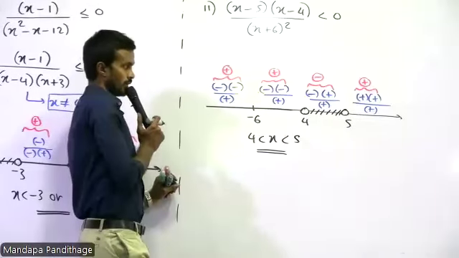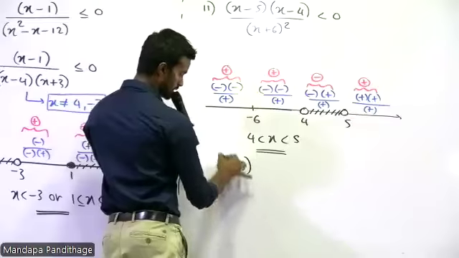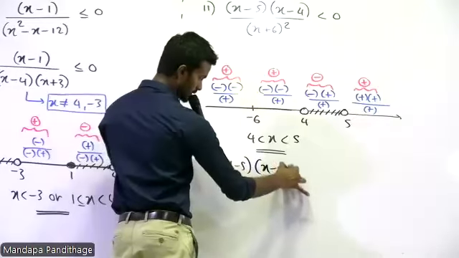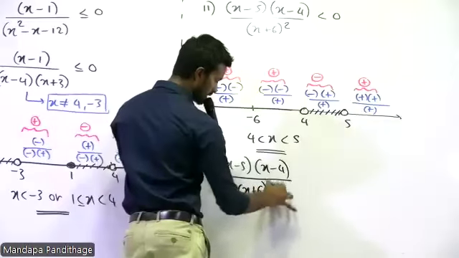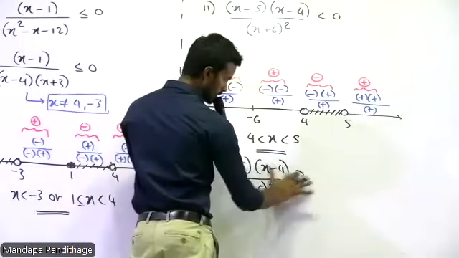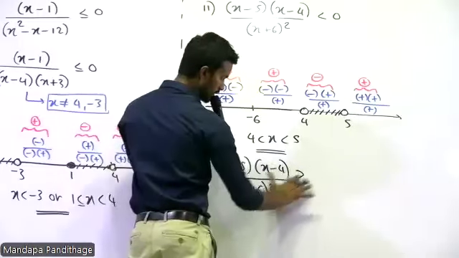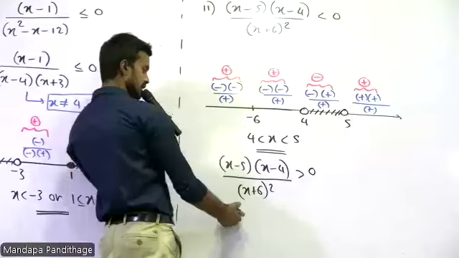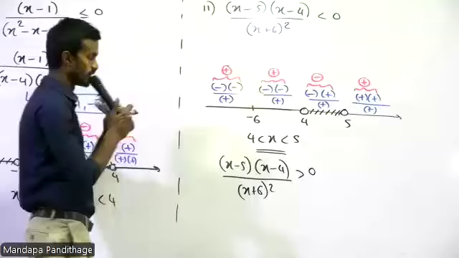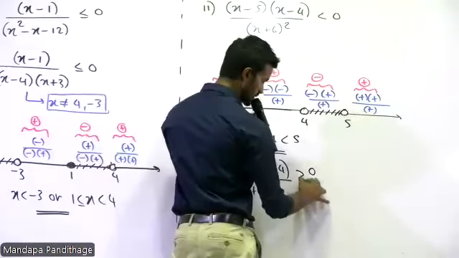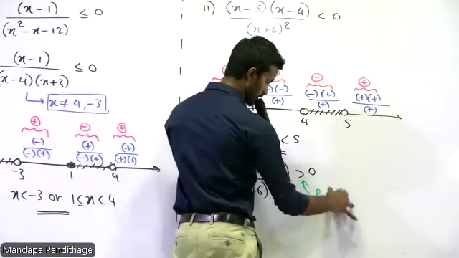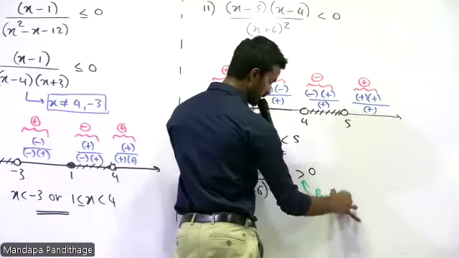Now I want you to write the answer looking at this number line. What is the answer if they have asked for the region where this inequality is greater than 0? Like they have asked where it is positive. Okay, write the answer.